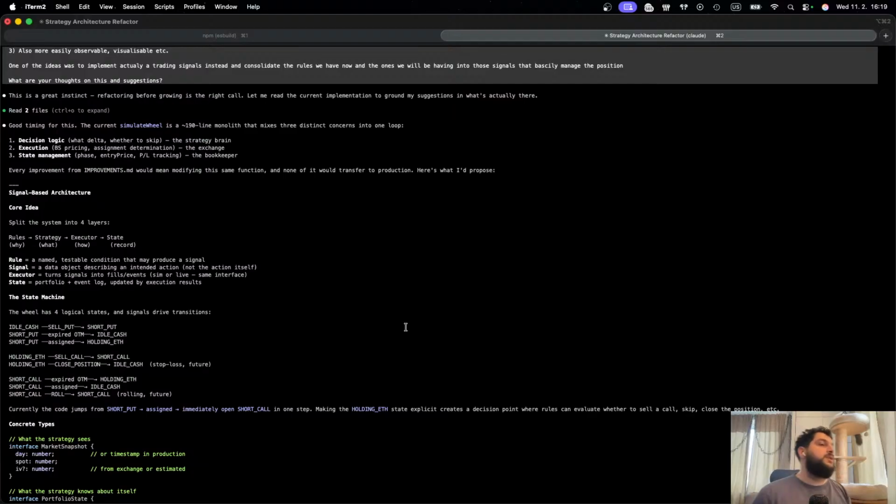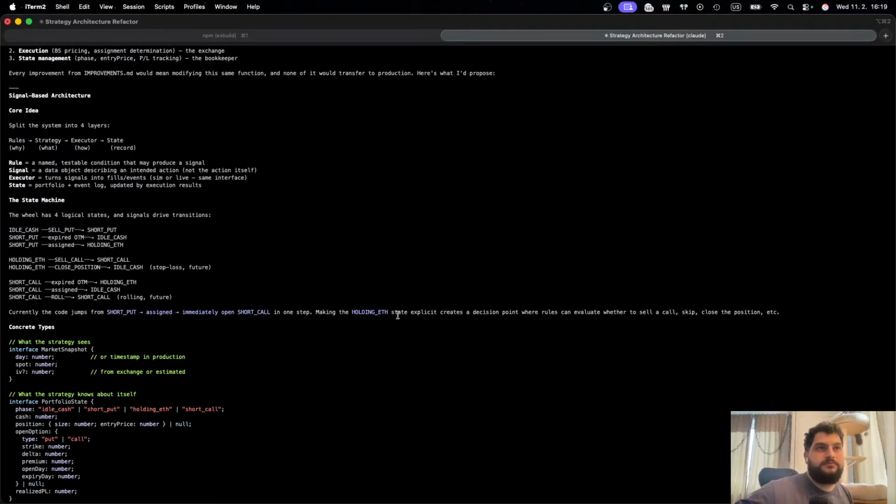Currently, the code jumps from short put, assigned, immediately open short call in one step, making the holding ETH state explicit. Creates a decision point where rules can evaluate whether to sell a call, skip, close the position, etc. So yeah, if we just hold Ethereum, don't do anything.